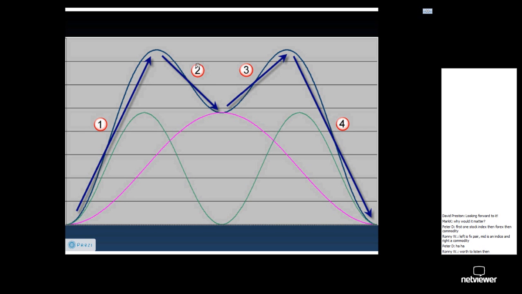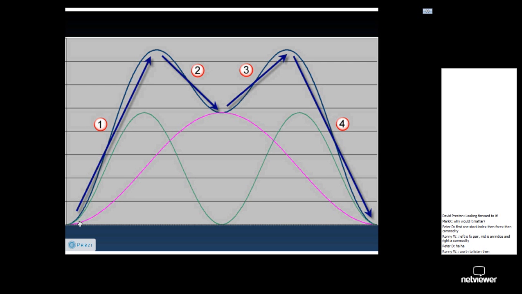If you have a look at that shape, there are 4 distinguishing separate moves in that shape. There's not simply a move up and then a move down. There is, in fact, a move up, which I have imaginatively titled leg number 1 of the cycle. Then there is a move down, which is leg number 2. Then there's leg number 3, which is another move up. And then there's leg number 4, which is a move down.